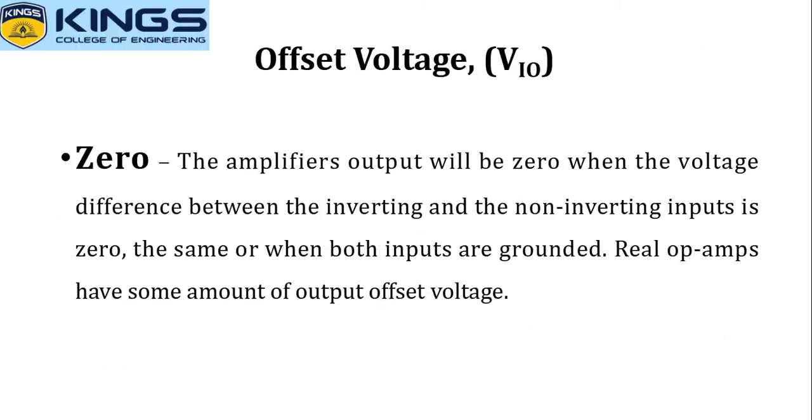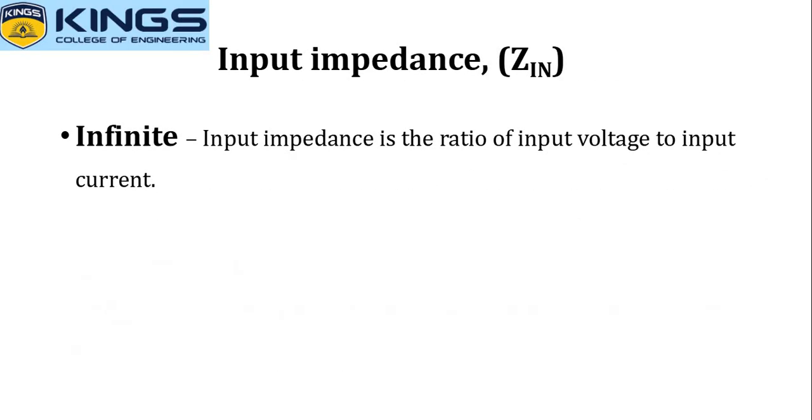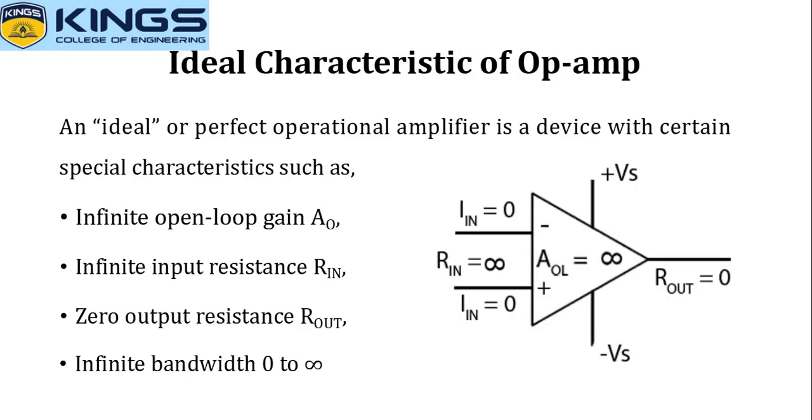Finally, we conclude the ideal characteristics of the op-amp are infinite open loop gain, infinite input impedance, 0 output resistance, infinite bandwidth, zero offset voltage, and infinite CMRR.